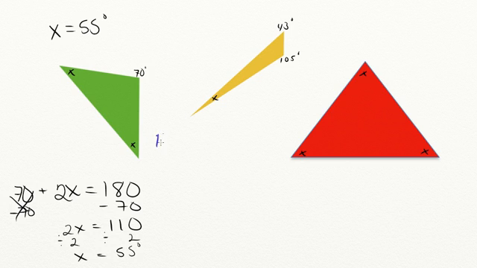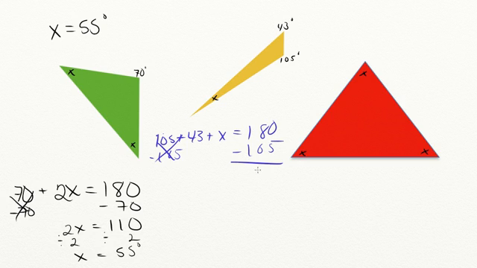105 degrees plus 43 degrees plus x to equal 180 degrees. So first, let's subtract 105 from both sides. 180 minus 105 leaves us with 75. So now we subtract 43 from both sides. And if we subtract 43 from both sides, that leaves us with 32 degrees, which tells us that x is equal to 32 degrees.